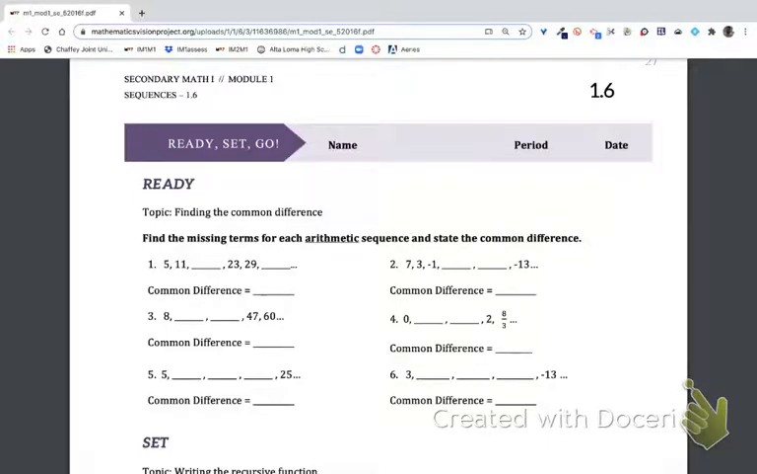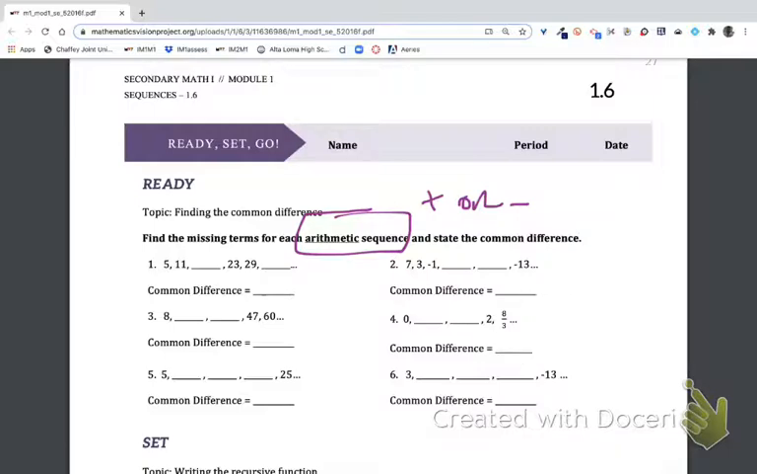For lesson 1.6, Ready, Set, Go, the ready portion is really trying to break down the common difference, again, of an arithmetic sequence. So we're looking to add or subtract. So when you're looking through these, you want to try to figure out how can I add or subtract to get to the next number.